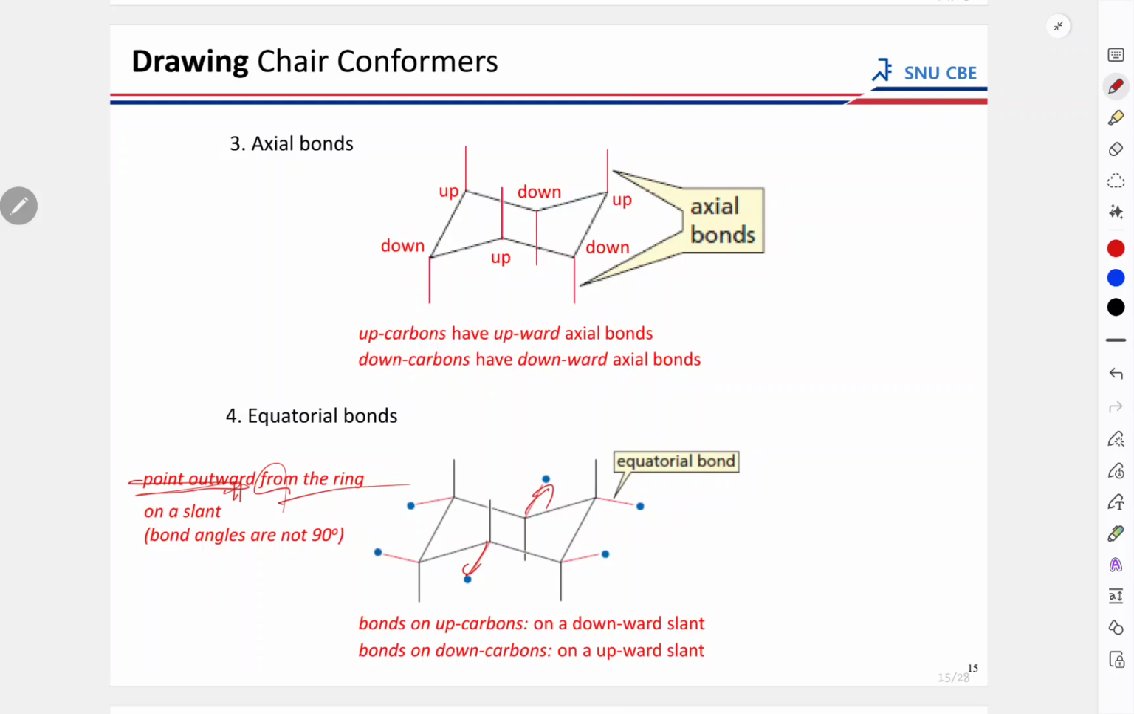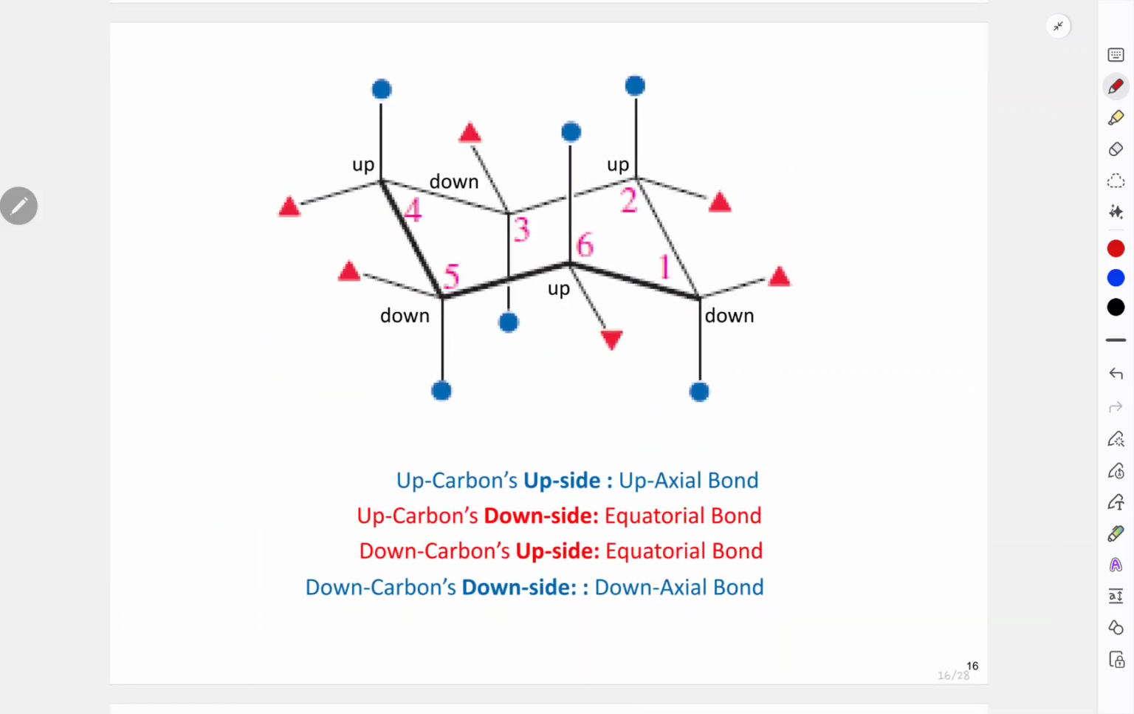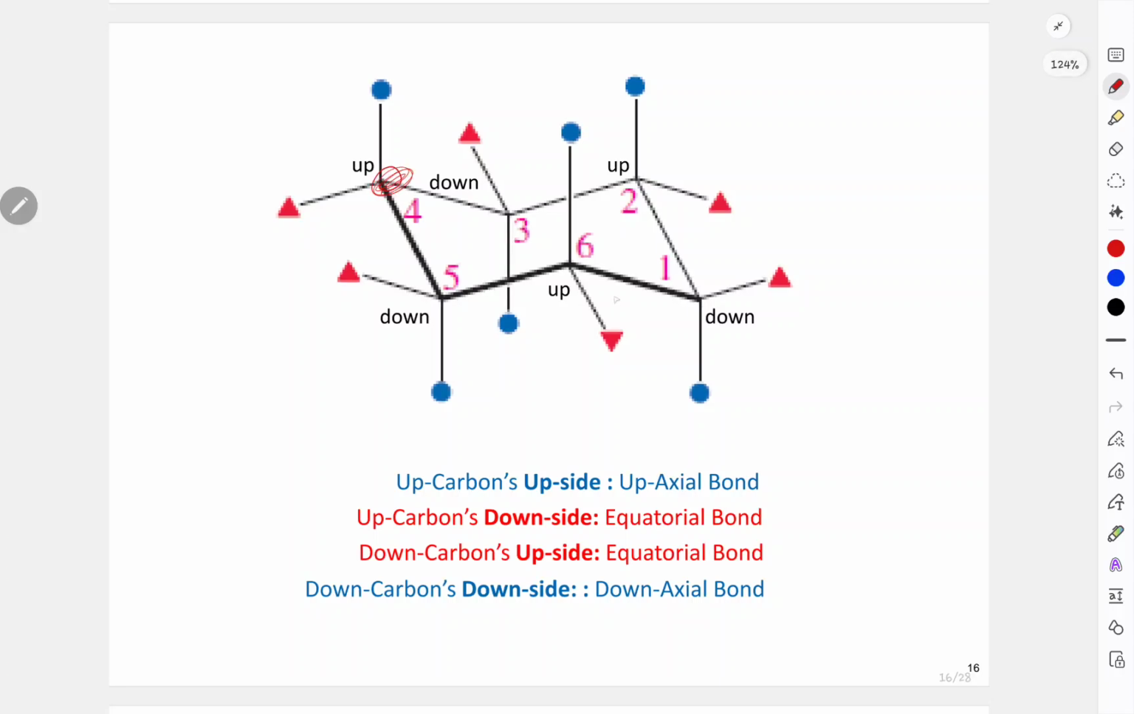Right, that was the rule for the equatorial bonds, and with all this, you can draw the chair conformer. And this is a summary basically, right? So with this chair conformer, you can identify the nature of carbon. You have up carbon, up carbon, right here and there, and you have down carbon, down carbon, and down carbon. Once you identify the character of carbon, you can think about the axial bond and the equatorial bond.